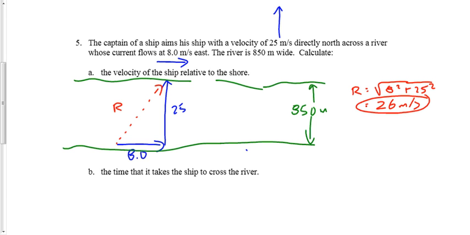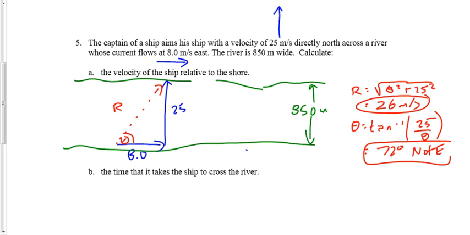The angle, always drawn at the start of the vector diagram, is going to be the inverse tan function of opposite over adjacent, 25 over 8. And when I do that, I end up getting 72 degrees. 72 degrees north of east. Had I drawn the diagram the other way, with the y-axis first, 25, then the 8, then I would have had a value of 18 degrees north of east.